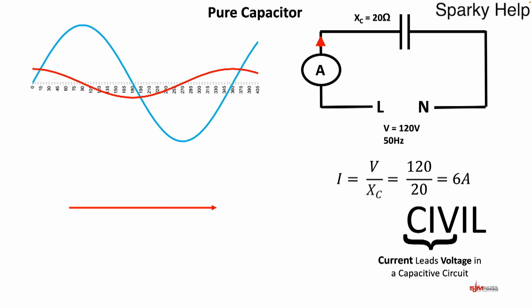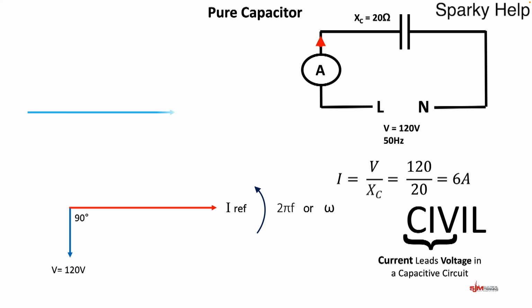So we'll start off, we'll make I the reference, and that goes from left to right. I ref, it's rotational, and it's rotating by 2 pi f. Because we go back to the CIVIL thing again, I is in front of V. So if I is on the horizontal, for it to be in front, V must be down. And we would draw that to scale, or we could, and it's out by 90 degrees, V equals 120 volts. And that's out by 90 degrees. But we could also draw it the other way.